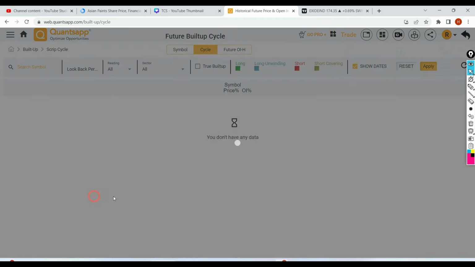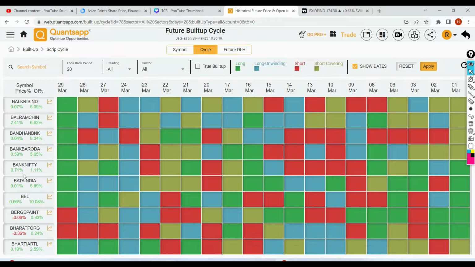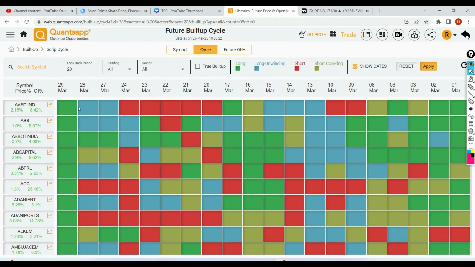Okay, let me take you to the cycle. Basically, if you look at this, these are all the FNO stocks, guys. On the left hand side, you have all the stock names, and on the right hand side, you have something in the form of green, blue, red, all these colors, and this is a cycle of the stock. This is the life cycle of that particular stock. So from March 1st till the 29th, what is Aarti Industries doing? I mean, this is the underlying instrument. You can just see since March 1st till 29th. These are the important parameters, guys. One second.